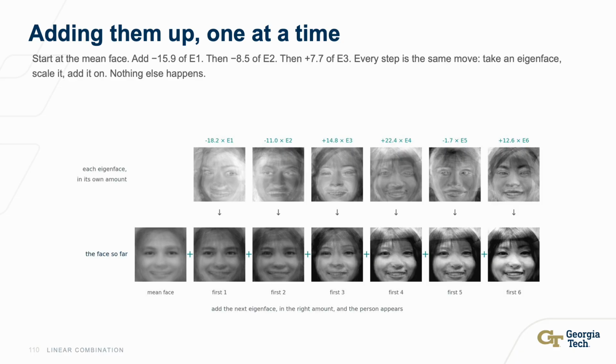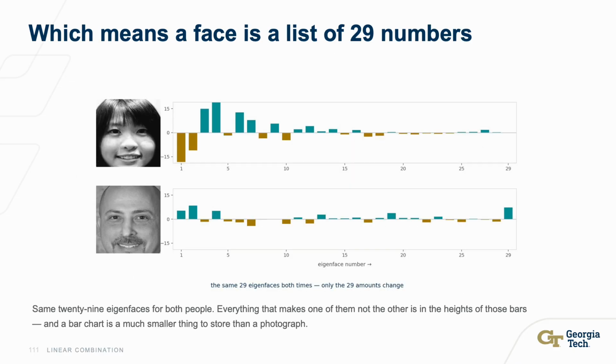Start at the mean face, add minus 15.9 of E1, then minus 8.5 of E2, and then plus 7.7 of E3. Each step is the same move. Take an eigenface, scale it, and add it on. No multiplying faces together, no conditions, no if this then that. Scale and add, scale and add. Watch the bottom row as it goes. A person is already arriving by the fourth term, which means a face is a list of 29 numbers and you can draw it as a bar chart.